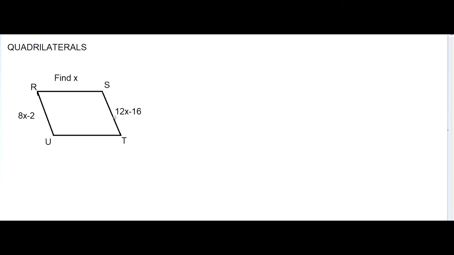So in this one, for example, find x. Assuming that RSTU is a parallelogram, so how will you find the value of x? Ngayon sa parallelogram, opposite sides are congruent. So equal dapat yung opposite side niya. So, si RS must be equal to UT and si RU must be equal to ST. So, in order for you to find the value of x, make an equation. Side RU is equal to ST. So, you have 8x minus 2 is equal to 12x minus 16. Then, find the value of x na.